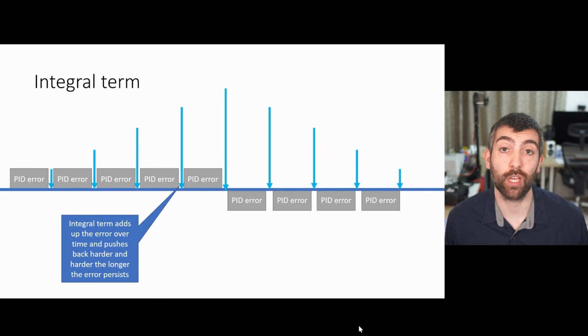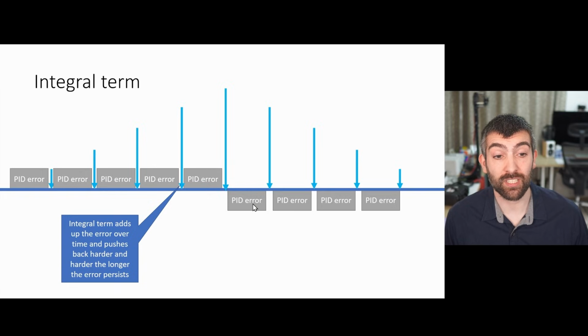Similar to the proportional term, the integral term looks at the PID error. But unlike the proportional term, the integral term adds up the PID error over time and pushes back harder and harder the longer the error persists. We can see in this diagram that we have a small constant positive PID error, and the integral term is pushing back harder and harder and harder as that PID error builds up over time.